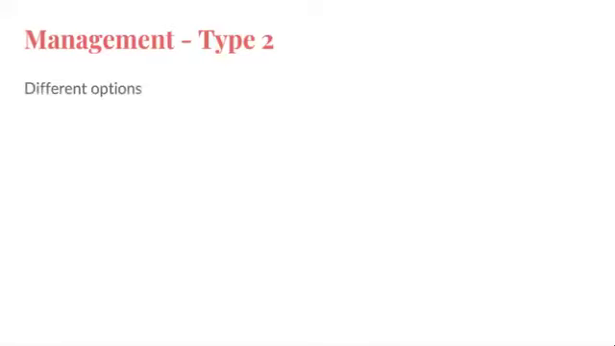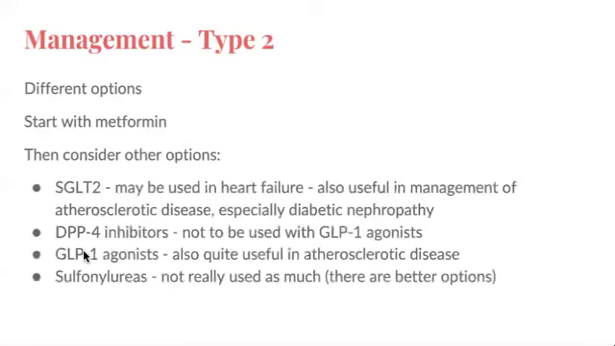Okay, so for the management of type 2 diabetes, you have a few different options. Always would start with metformin, and then you can consider some other options. So I think the first three are the main ones. Sulfonylureas, I don't really see them used as much, or at least I haven't in my experience. And the guidelines do recommend the use of SGLT2 inhibitors or DPP4 and GLP-1 if there's a high risk of cardiovascular disease or atherosclerotic disease. SGLT2 inhibitors are also useful in diabetic nephropathy, as I've already mentioned, as well as in heart failure. The DPP4 and the GLP-1 inhibitors shouldn't be used together because they have essentially the same mode of action.